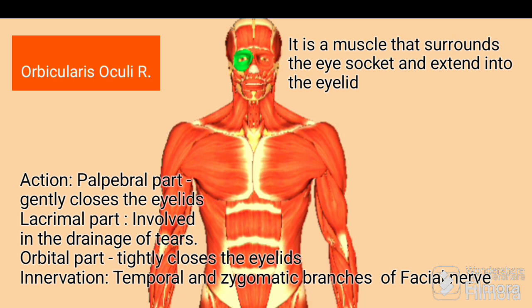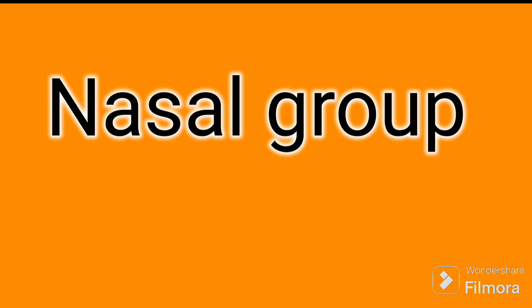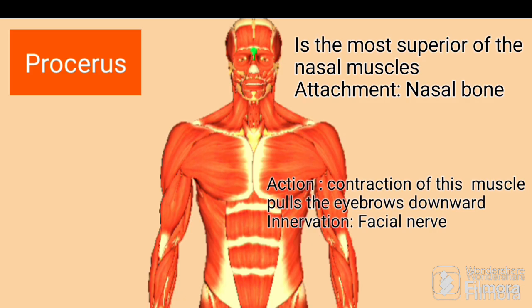Its general function: it controls the movement of the eyelids and is important in protecting the cornea from damage. The nasal group is associated with movement of the nose and the skin around it. Procerus is the most superior of the nasal muscles. It also lies superficially to the other facial muscles. Its attachment: it originates from the nasal bone, inserting into the lower medial forehead. Its function: contraction of the muscle pushes the eyebrows downward to produce transverse wrinkles over the nose. Its innervation includes the facial nerve.